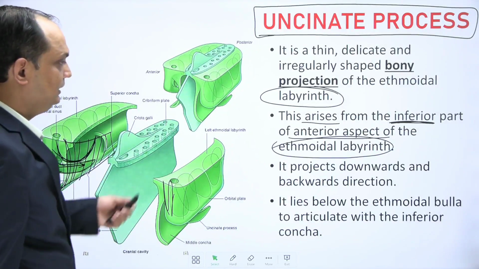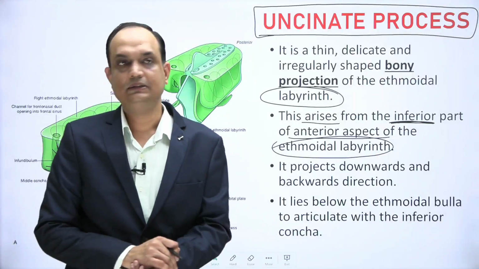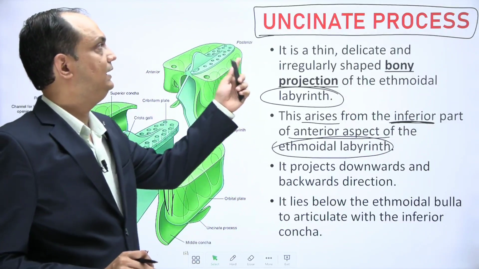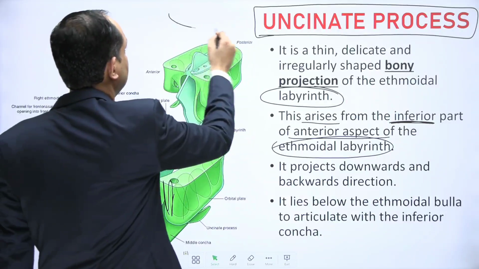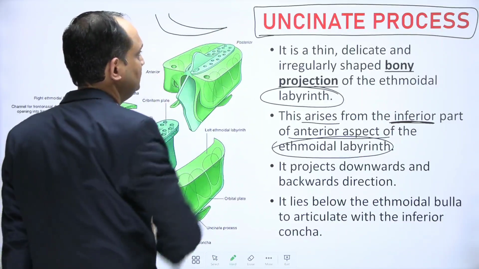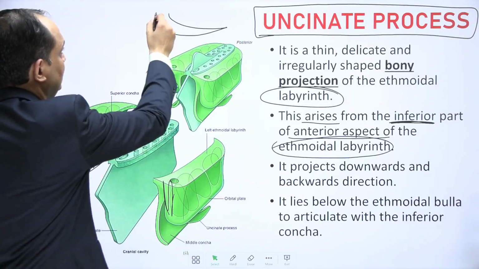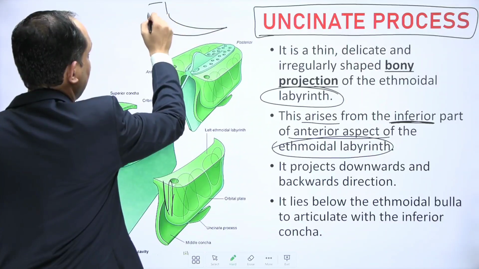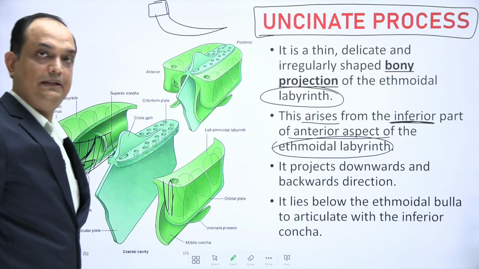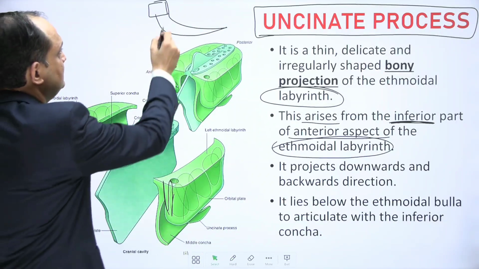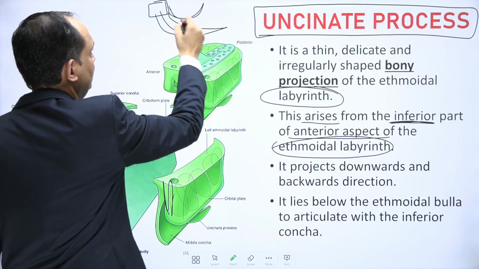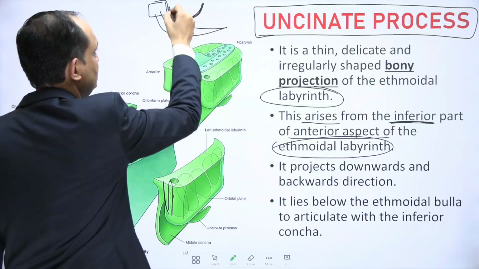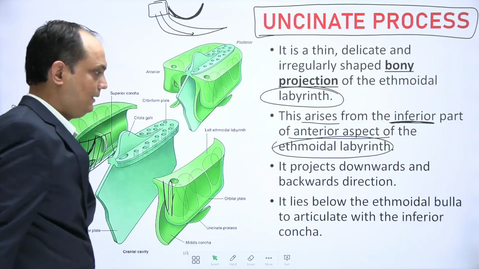So, you have to understand two things here. There is the uncinate process, which is a delicate curved piece of bone, and its anterior end is attached on the anterior surface of your labyrinth. Another important thing is, when it goes back, it goes downward to the swelling, and that swelling is known as the ethmoidal bulla.